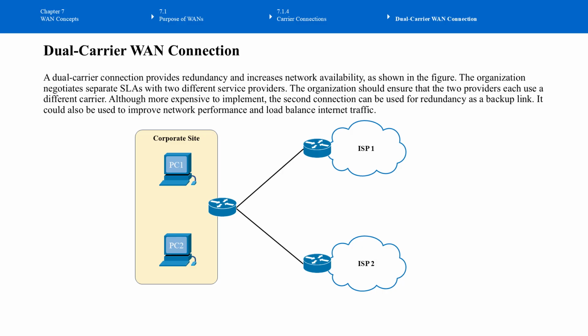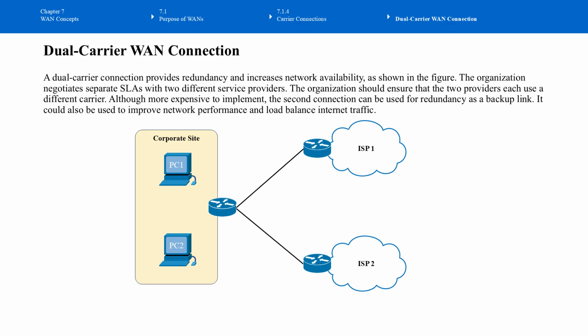A dual carrier connection provides redundancy and increases the network availability. As shown in the figure, the organization negotiates separate SLAs with 2 different service providers. The organization should ensure that the 2 providers each use a different carrier.